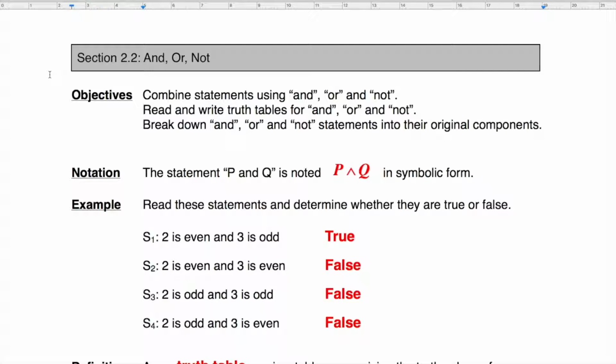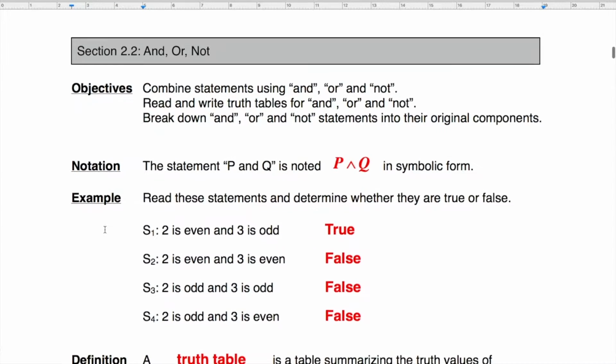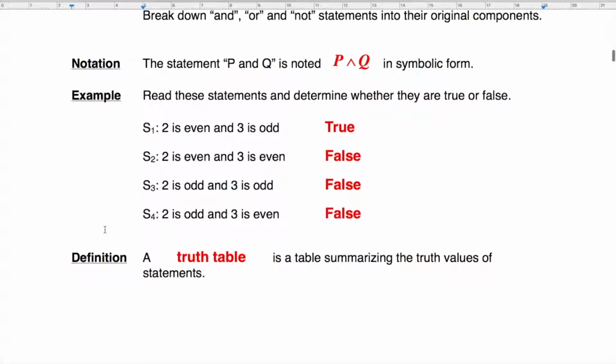Notation. The statement P and Q is noted P ∧ Q in symbolic form. This, by the way, is called a conjunction, if you want to know. We'll see an example here. Read these statements and determine whether they are true or false. So there are 4 statements, and they are very obvious. We'll discuss whether they are true or false.